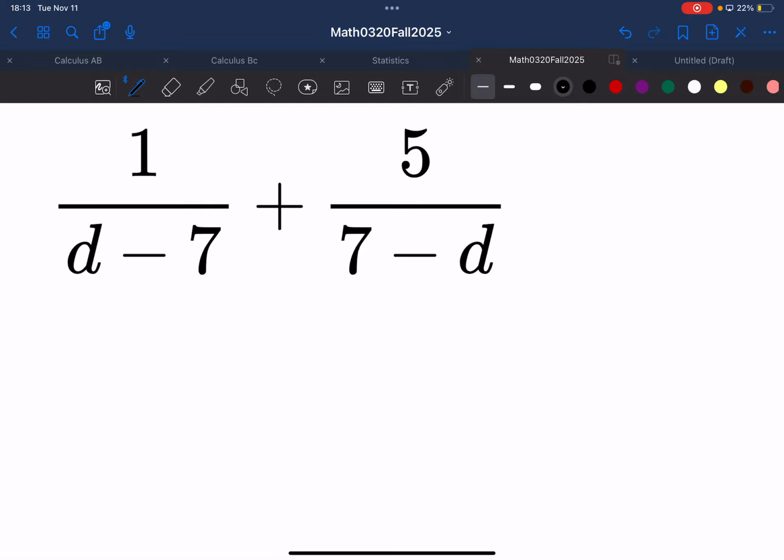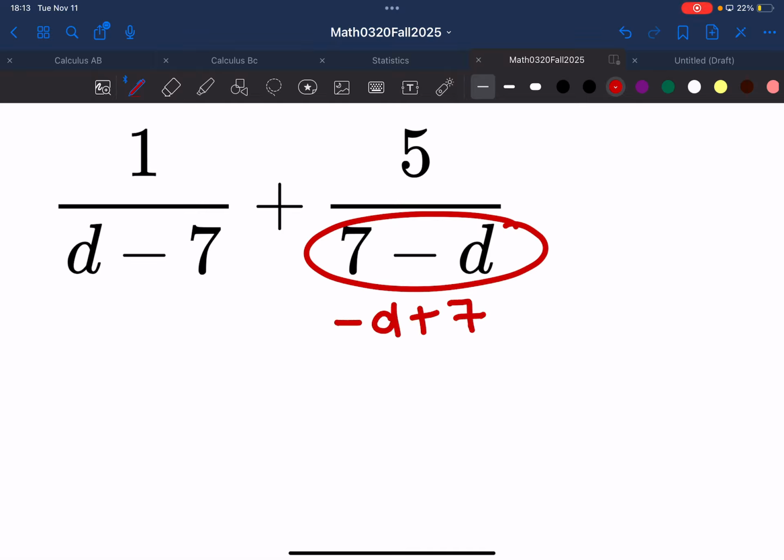Next one, looking at these 2 denominators, would you say they are the same? No, right? Because one is d minus 7 and the other is 7 minus d, which means if I was to rewrite this to where d was in the front, how would I write that? Negative d plus 7. So do you see how these are not the same thing? Okay. So what if I wanted to make that negative d plus 7 look like d minus 7? What would I have to do?